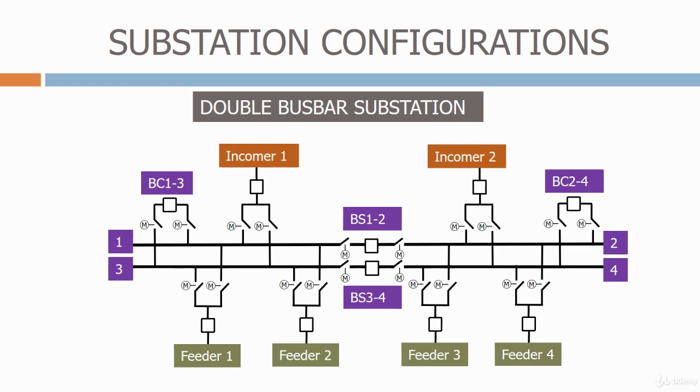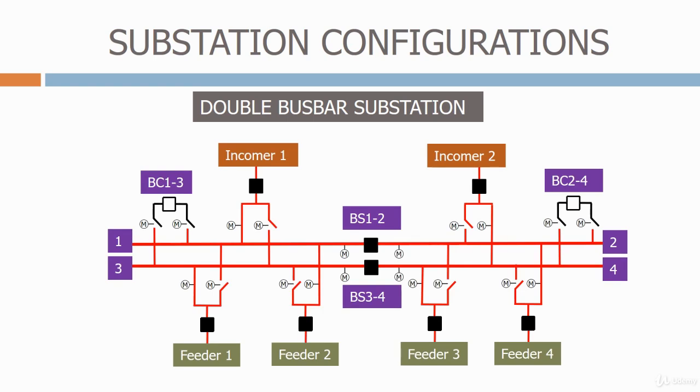Let's now close the circuit breakers. The normal configuration is for each incomer to feed 2 busbars. As we can see, incomer 1 is feeding busbars 1 and 2, and incomer 2 is feeding busbars 3 and 4. One feature of this arrangement is that we can change which busbar a feeder is connected to without disconnecting the load. This is done using what's called an on-load changeover sequence.